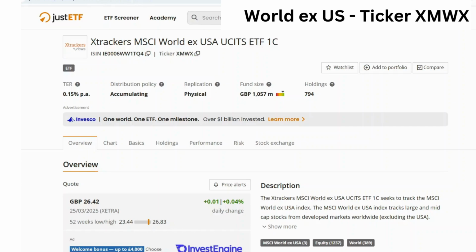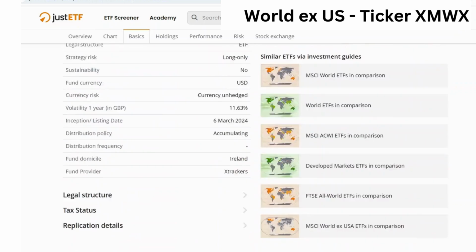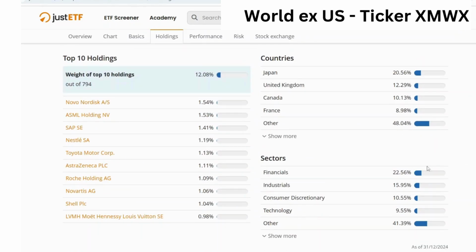We finally got an ETF that is MSCI World ex USA, and the ticker is XMWX. And if we look down, we can find out things like the country exposure, Japan number 1, UK number 2. And what's really interesting is that the concentration in the top 10 isn't that great at all. It's only 12%, which is a complete contrast to the US. In terms of the sectors, we've got financials number 1, technology coming in at number 4. So I think this is a potentially interesting ETF.